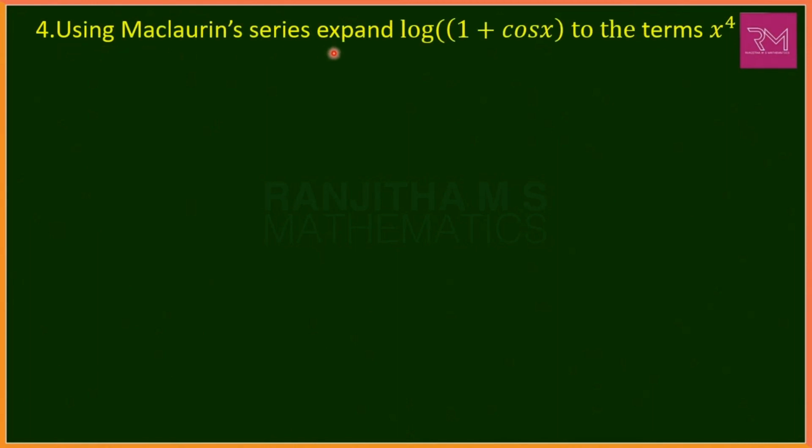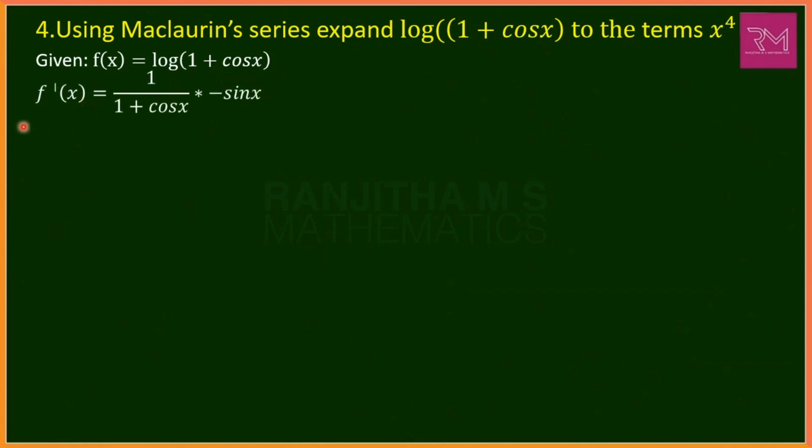Using Maclaurin series, expand log of 1 plus cos x to the terms x power 4. Take the given function as f of x, which is equal to log of 1 plus cos x. To find f dash of x, differentiate f of x with respect to x. We get f dash of x equal to 1 by 1 plus cos x into the derivative of 1 plus cos x, that is 0 plus minus sin x. This is our f dash of x.